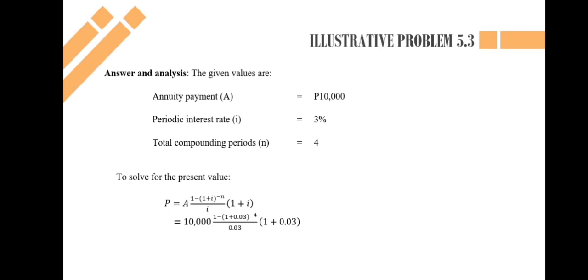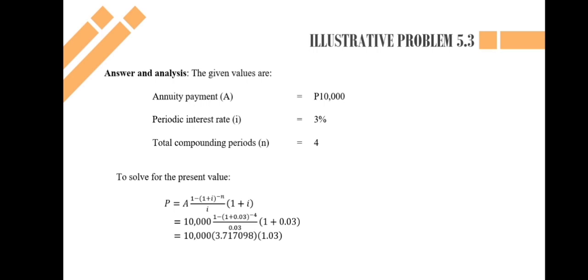So, substitute lang po natin lahat ng given. So, ang A natin, 10,000. Tapos, times 1 minus the quantity of 1 plus i. Our i is 3%, which is equal to 0.03, raised to the power of negative n, which is ang n natin is 4, and all over our i ulit, 0.03, times the quantity of 1 plus i, 0.03. Then next is i-simplify lang po natin. So itong 1 minus the quantity of 1 plus 0.03 raised to the power of negative 4 all over 0.03.